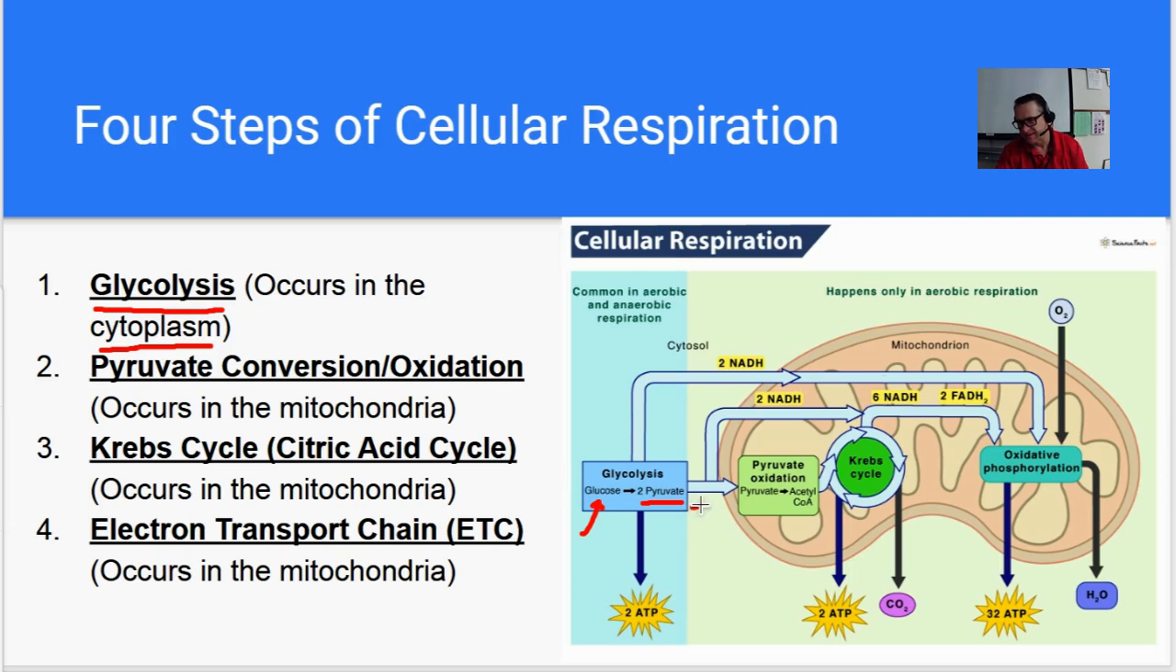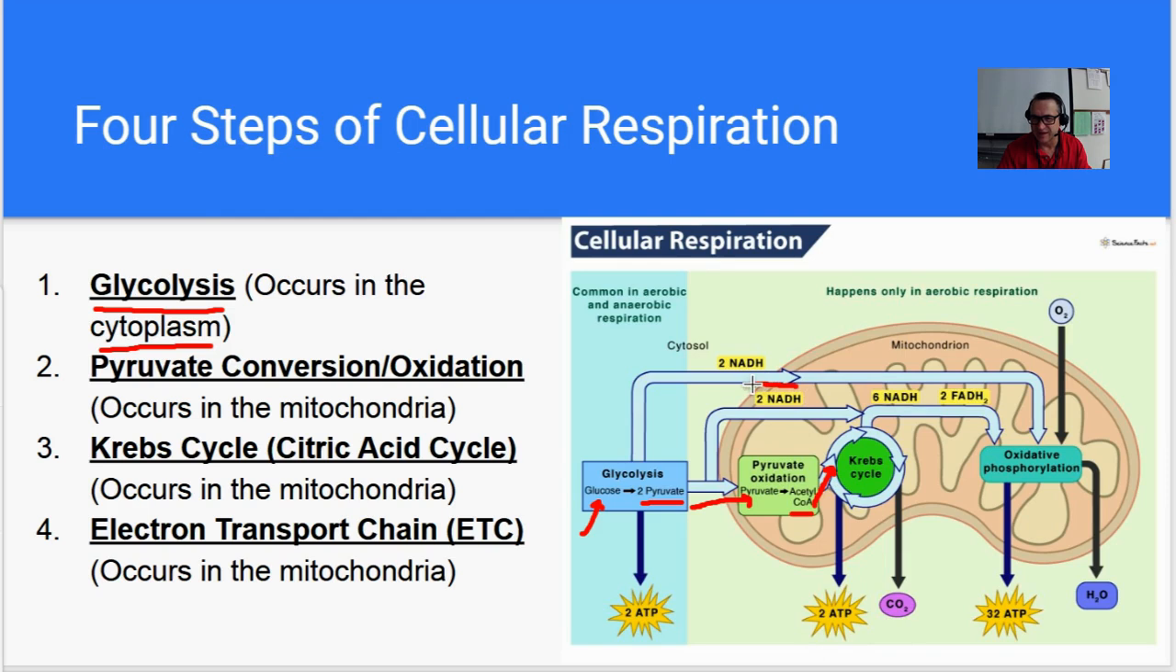Then the pyruvate is going to enter pyruvate conversion, or pyruvate oxidation. In this step, pyruvate is going to be broken down further into what's called acetyl CoA. Then it's acetyl CoA that's going to move into the Krebs slash citric acid cycle. It's going to get broken down further. We're going to get some more ATP.